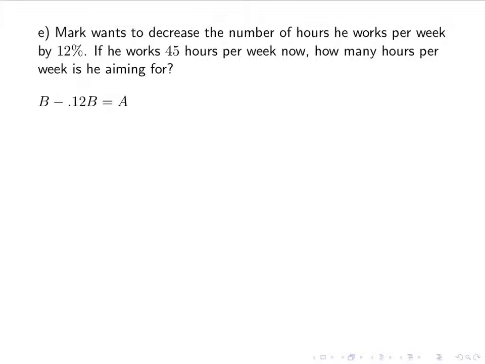And then I have to decide, is the 45 before or after? Is it my base or my amount? So he works 45 hours per week now. How many hours does he want to work later? So now versus later. Now comes before. So the 45 must be the B. And again, I combined my B minus 0.12B to be 0.88B and then plugged in the B. So you might as well combine the left-hand side before you plug in the B. Do out the math, and you get 39.6 hours.